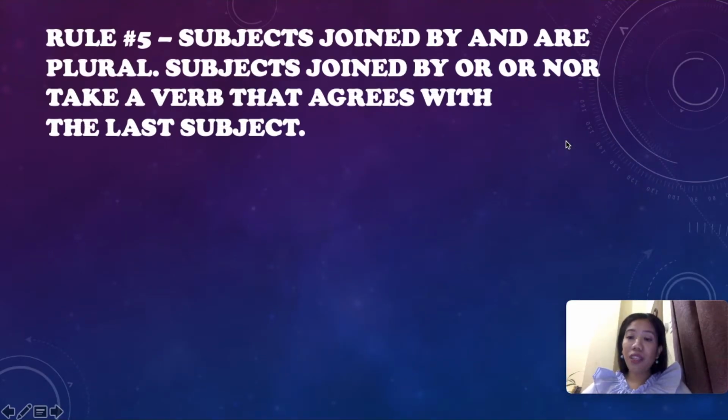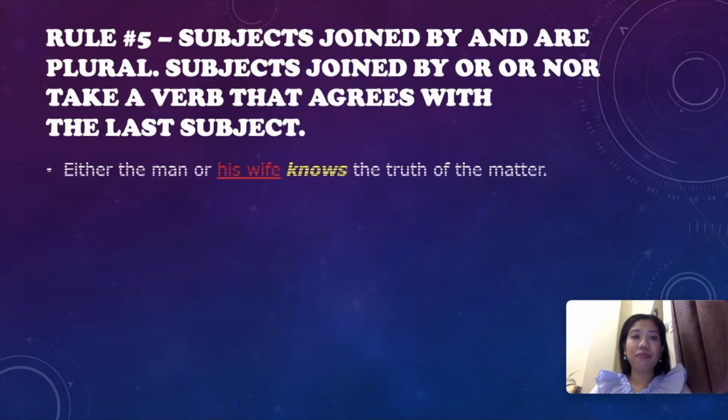Let's have rule number 5. Subjects joined by and are plural. Subjects joined by or or nor take a verb that agrees with the last subject. Either the man or his wife knows the truth of the matter.